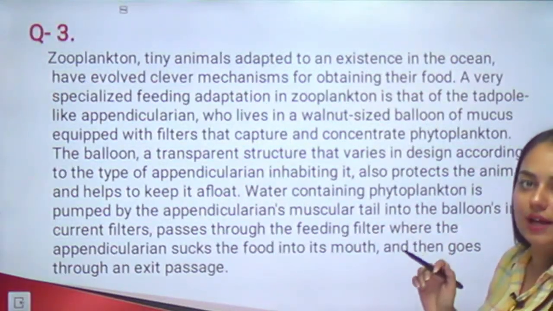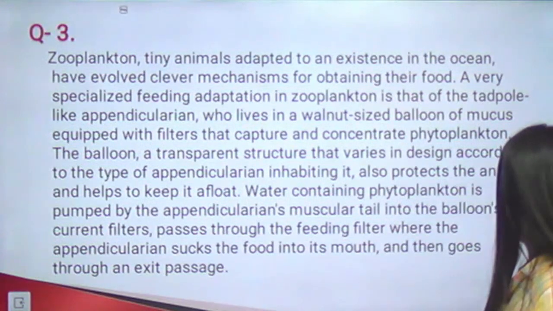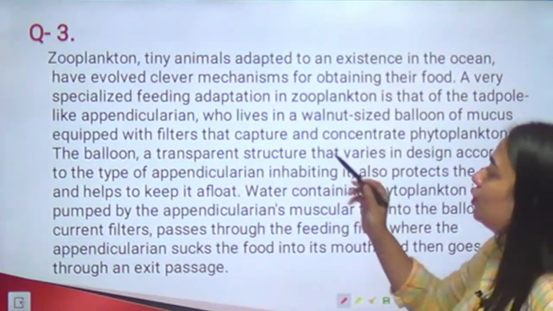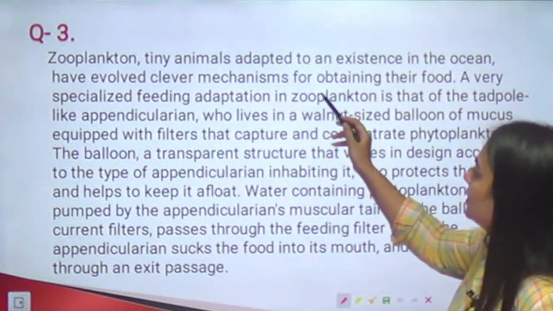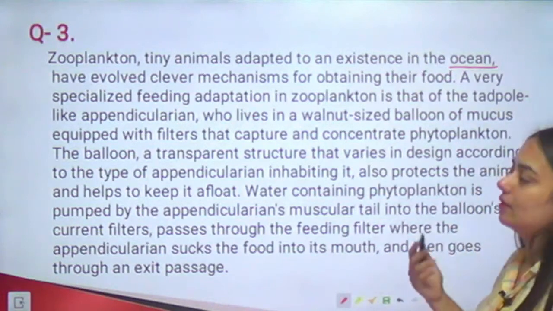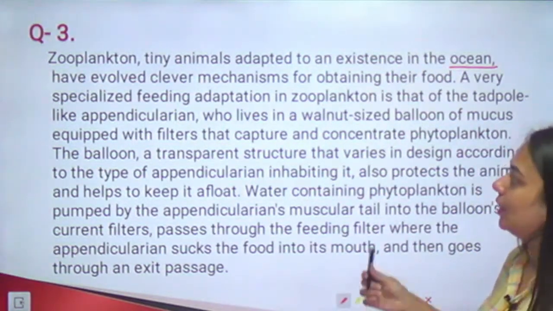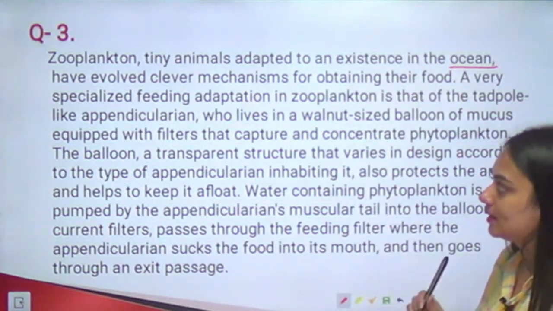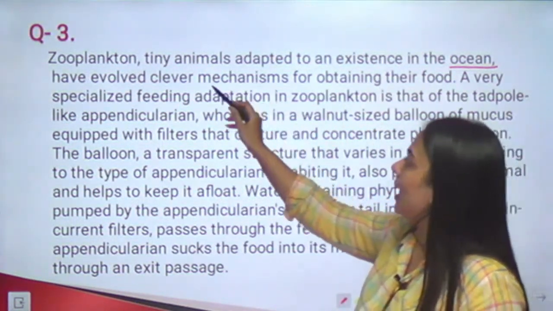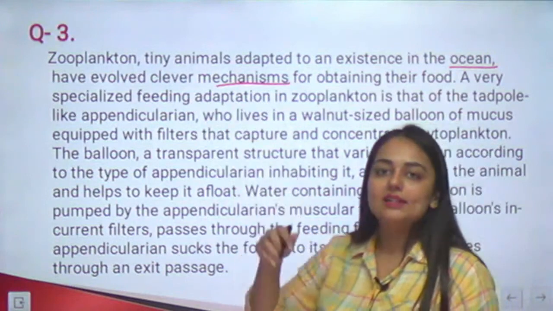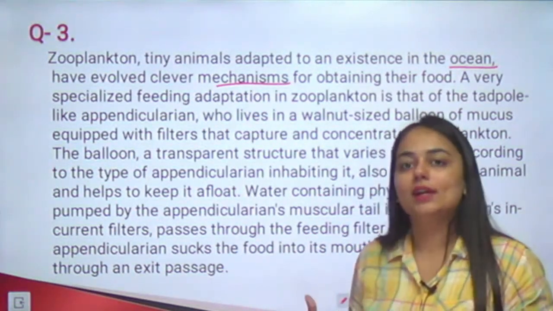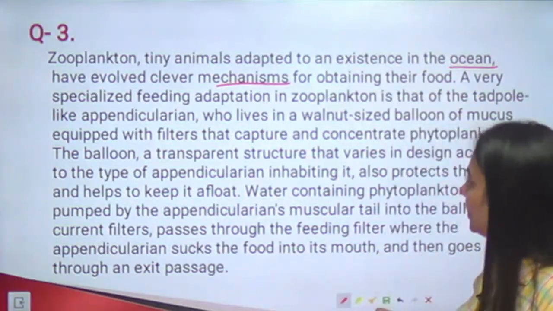Let's move on to the last question for today. Okay, zooplanktons, tiny animals adapted to an existence in the ocean. So this is related to marine life. They are talking about how the zooplanktons in the ocean have evolved clever mechanisms. So these zooplanktons have evolved a clever mechanism to survive in the ocean. Let us see what that clever mechanism is.